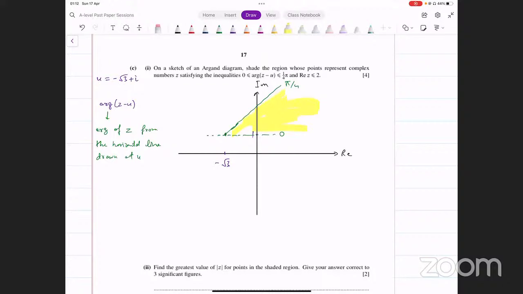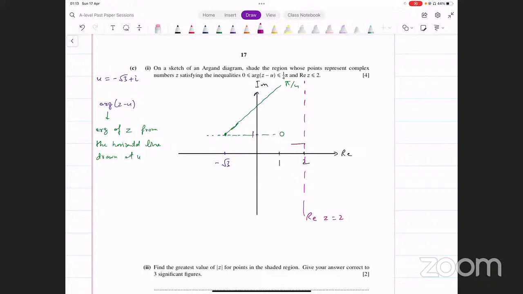Real part of z, that should be less than or equal to 2. अब real part of z किधर होगा? x axis के ऊपर. So let's say this is 1. This is going to be 2. यहाँ पे आप क्या करोगे? एक आप vertical line बना दोगे, because that's where the real part of z is equal to 2. ये आपका real part of z equal to 2 है यहाँ पे.